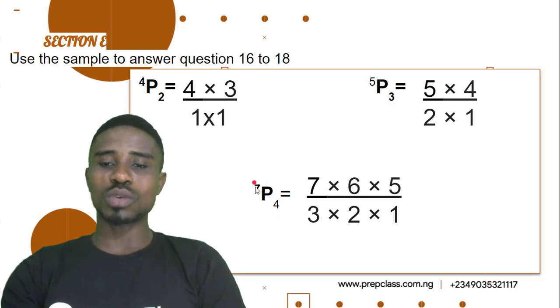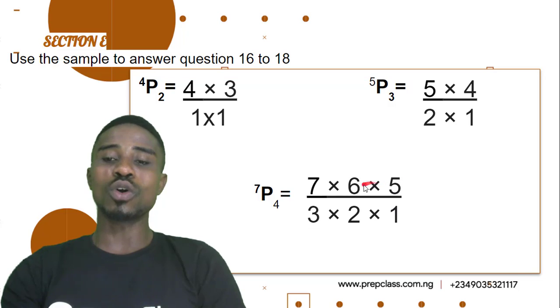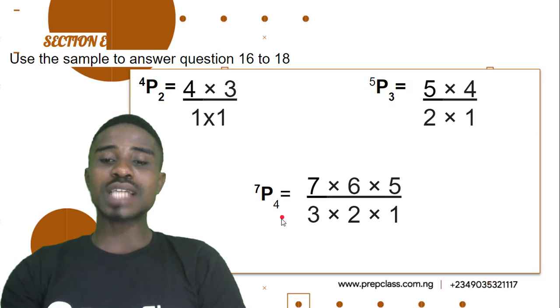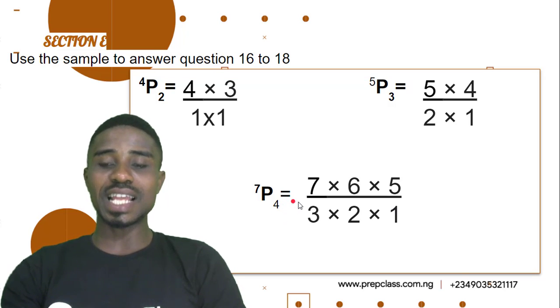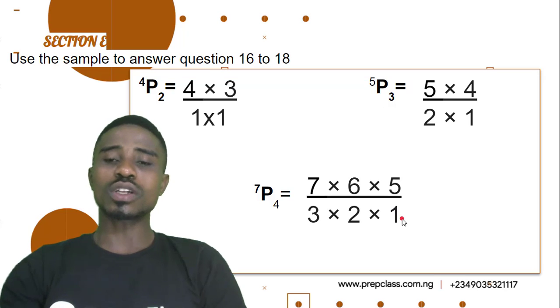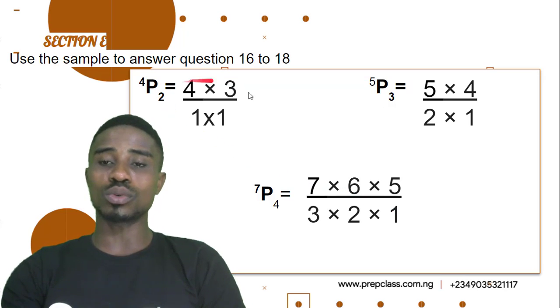Now, look at this next one. We have 7, we have 4. So for us to write out the numbers in the numerator, we're going to write out from 7 times 6 times 5. We keep counting, but we only root out 7, 6, 5. Then for the denominator, we'll start with the number 1 place lesser than this number here. So we'll start from 3 times 2 times 1, and that's our answer. So with this understanding we've gotten from these samples, it's going to guide us in solving questions 16 to 18.